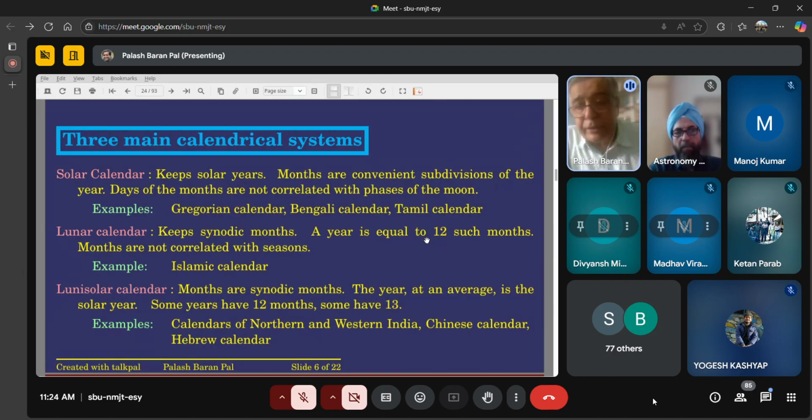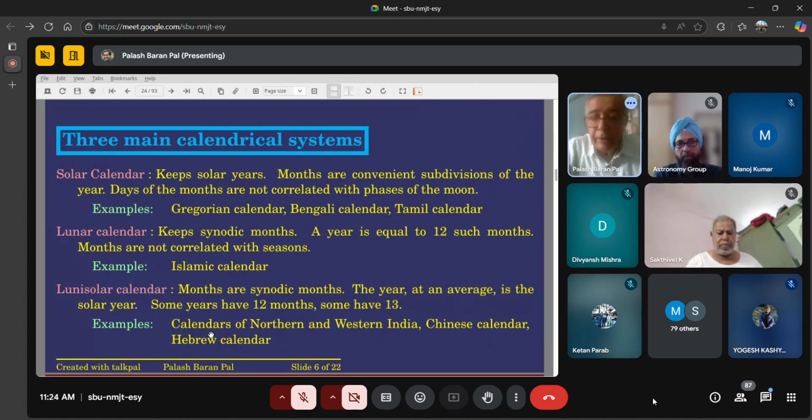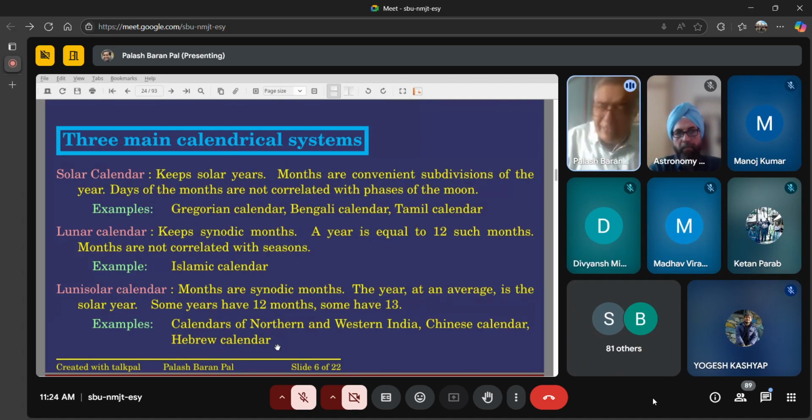Calendars of northern and western India are of this sort: the Chinese calendar, the Hebrew calendar, and many others. I cannot possibly give all the names or even survey some of them. So what we will do in the rest of the talk is that we'll take some sample calendars from each category and we'll discuss how those calendars function. From that, we'll have an idea of the calendrical science and the intercalations that calendars have to make.